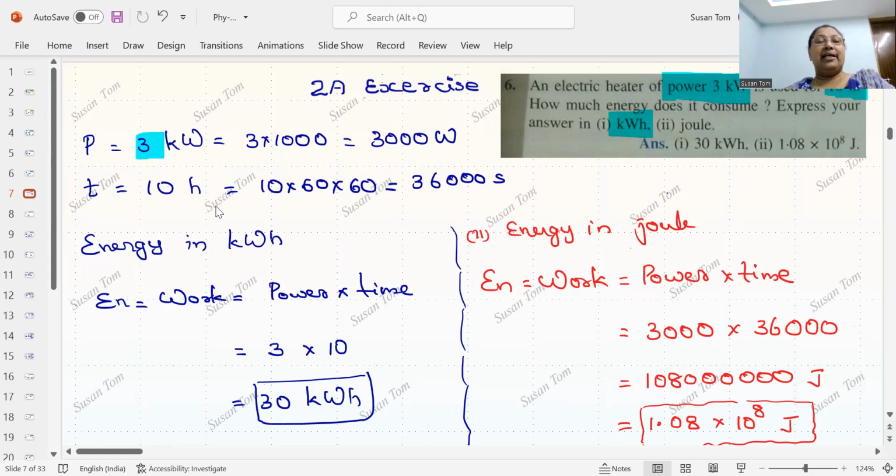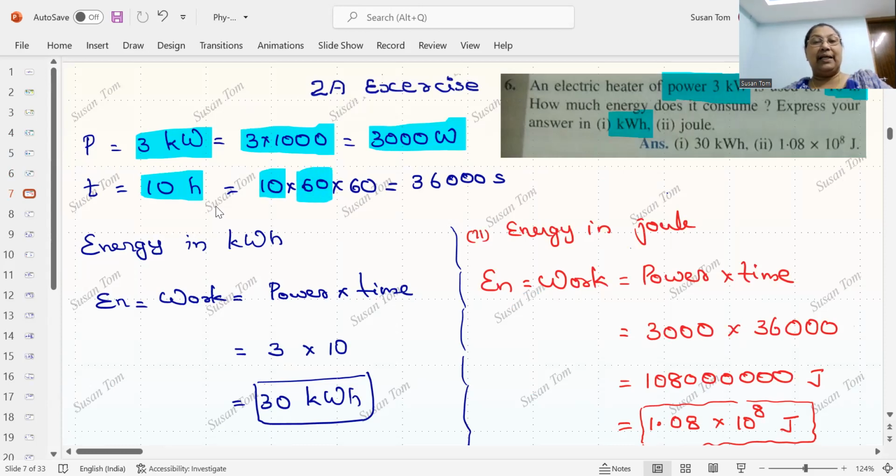So power is 3 kilowatt. For the second part, we want to do it in joules. So you make it into watt by multiplying with 1,000: 3,000 watt. T is equal to 10 hours, which is 10 hour into 60 you multiply, you get minutes. Again into 60, you will get seconds: 36,000 seconds. 6 6s are 36, then 3 more zeros. Fine. Energy in kilowatt hour is the first part.